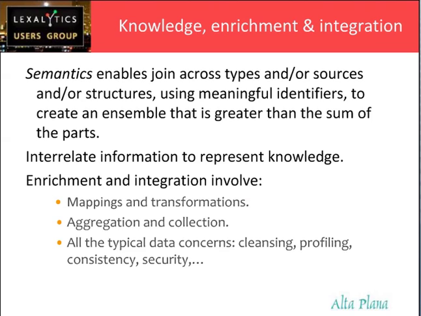Sources might be social systems versus enterprise transactional systems. So semantics enables the join by essentially finding a key, and it's a key based on meaning that is inferred from, going back to that word I used at the start, context. We have to have a meaningful identifier. In the relational database world, this would be a join key. Typically, it's going to have to be unique. In the semantic web world, which I'll get to in a moment, that would be a uniform resource identifier. There are other ways of doing the same concept. And we want to create an ensemble that's greater than the sum of the parts.